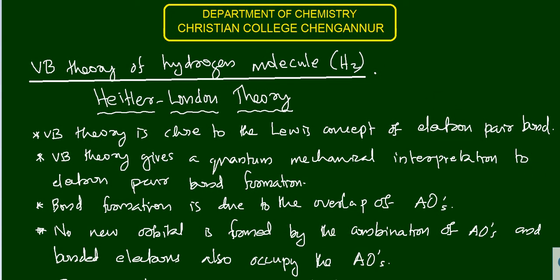So today what we are going to learn is the VB theory of the hydrogen molecule. We already learned the MO theory for the hydrogen molecule. And the VB theory, we also call this the Heitler-London theory. It is close to the Lewis concept of the electron pair bond. So VB theory gives actually a quantum mechanical interpretation to the electron pair bond formation.